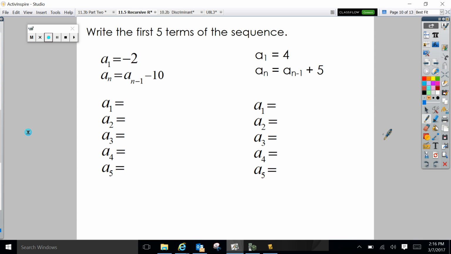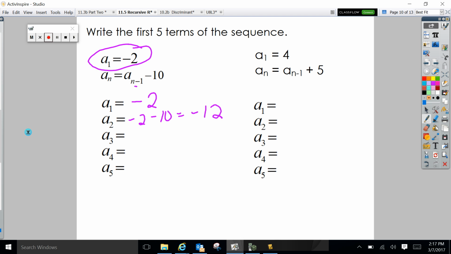So I want to write the first 5 terms of a sequence. In order to do this, you have to be given the first term. First term is negative 2. Then it says take the previous term and subtract 10. So negative 2 minus 10 is negative 12, the second term.